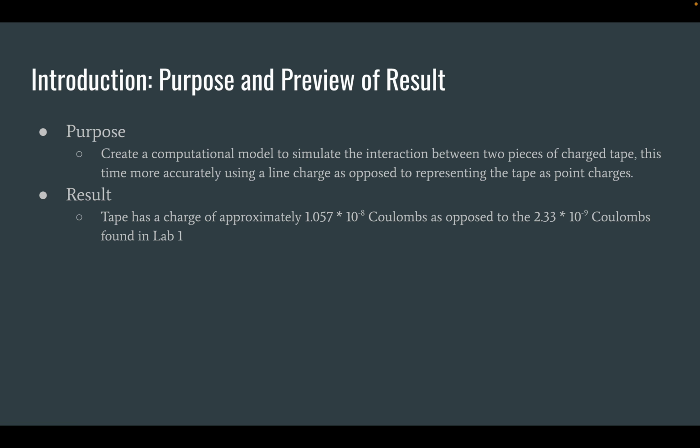The purpose was to create a computational model to simulate the interaction from Lab 1 between two pieces of charged tape, this time using a more accurate line charge as opposed to representing the tape as point charges, although in this case we just used a line of point charges as opposed to a full integral to create a line charge. And the result was that we found a slightly different value of 1.057 times 10 to the negative 8th coulombs for the charge of one of the pieces of tape.